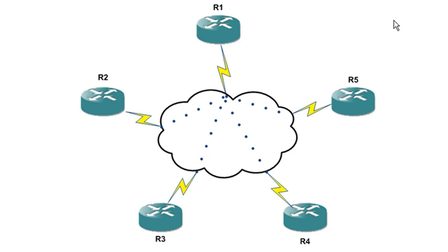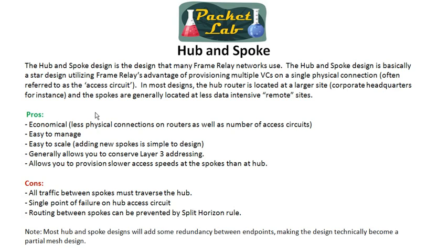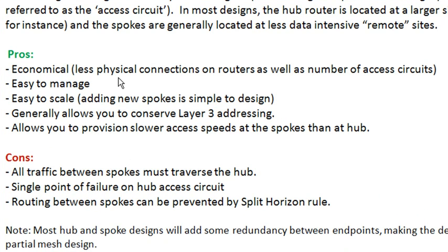I just wanted you to see what a hub and spoke network was before I start going through the pros and cons. The pros of the hub and spoke design are that it's more economical. You can have fewer physical connections, fewer interfaces used on your routers, and also, in this case, fewer virtual circuits. If we think back to the full mesh, we only had the single access circuit connecting to the frame relay cloud, but then we also had individual virtual circuits going to each of the endpoints. In this case, the spokes only have a single virtual circuit back to the hub, just like we saw in that example. So you're cutting down on the number of virtual circuits as well as physical circuits.